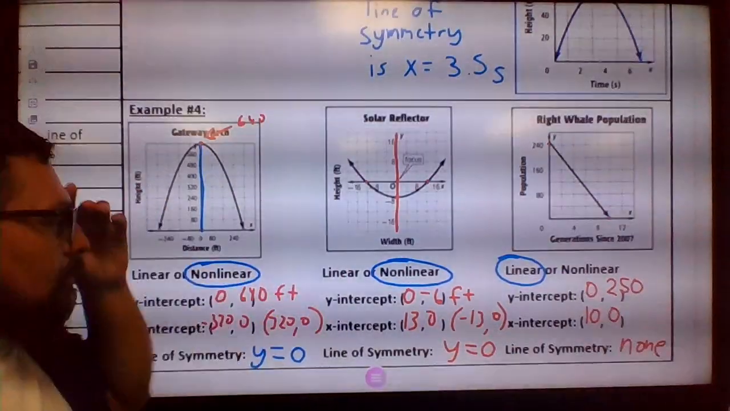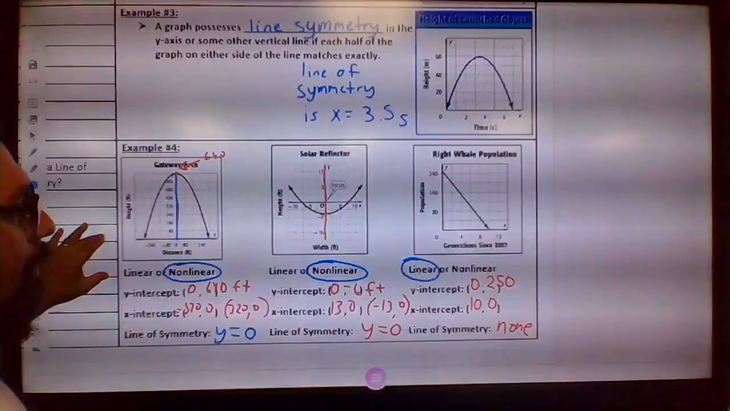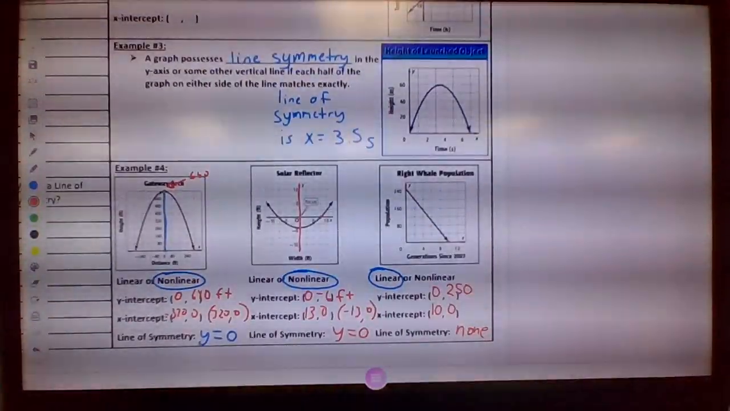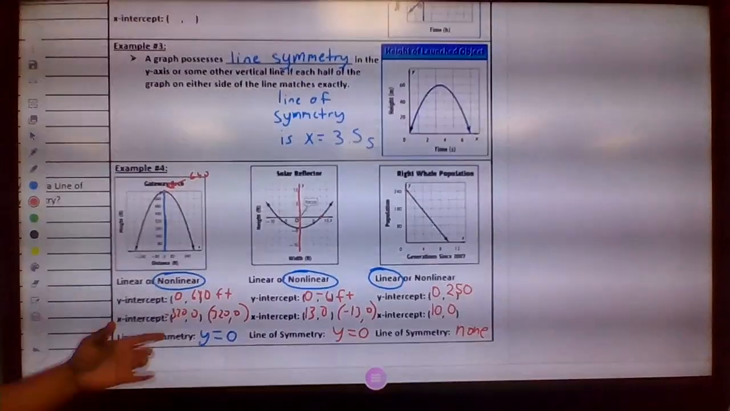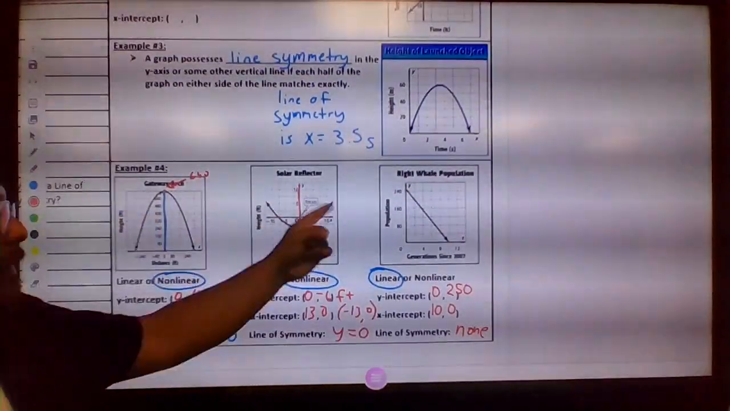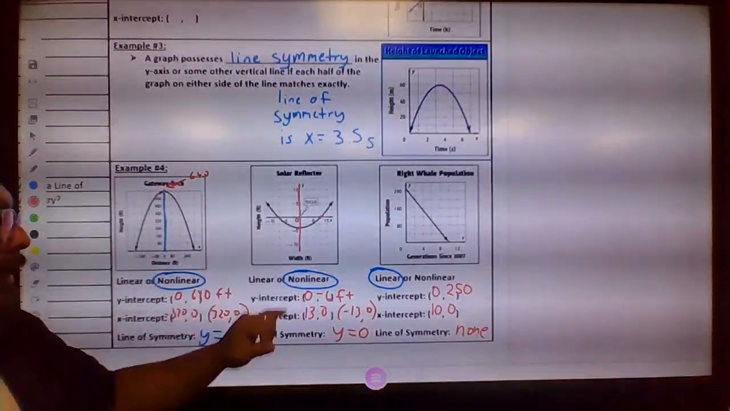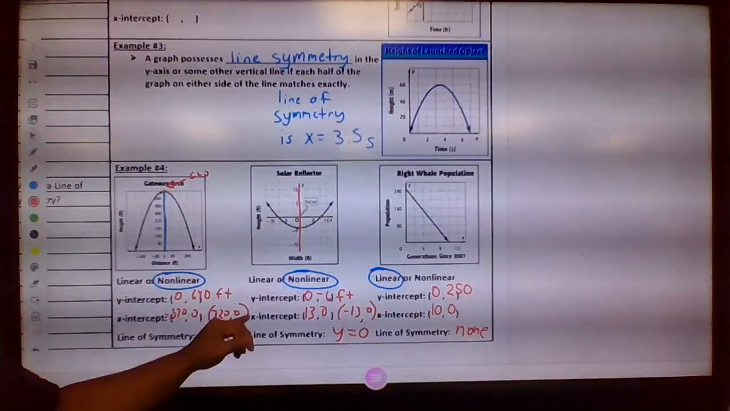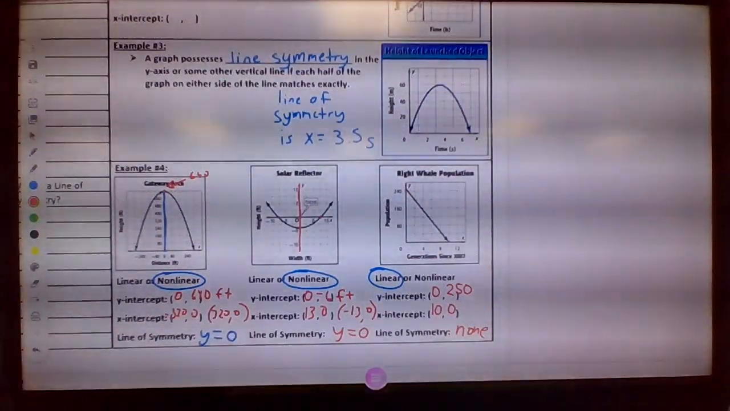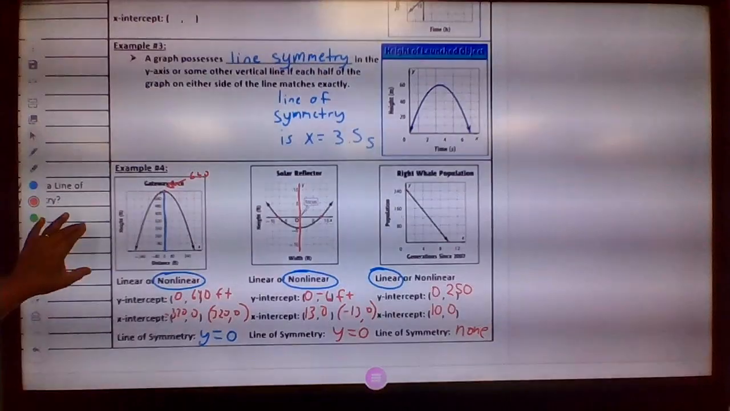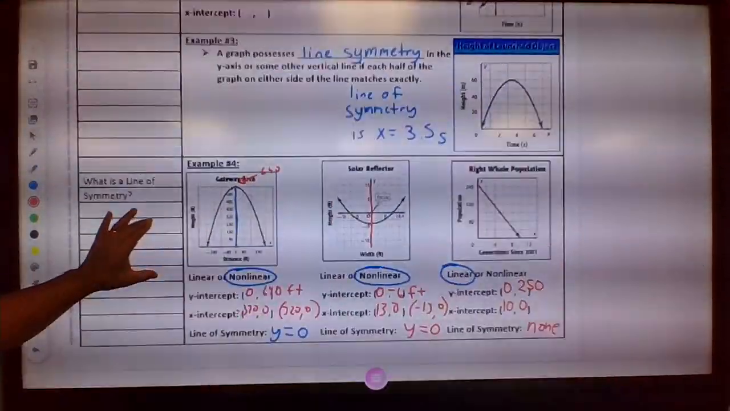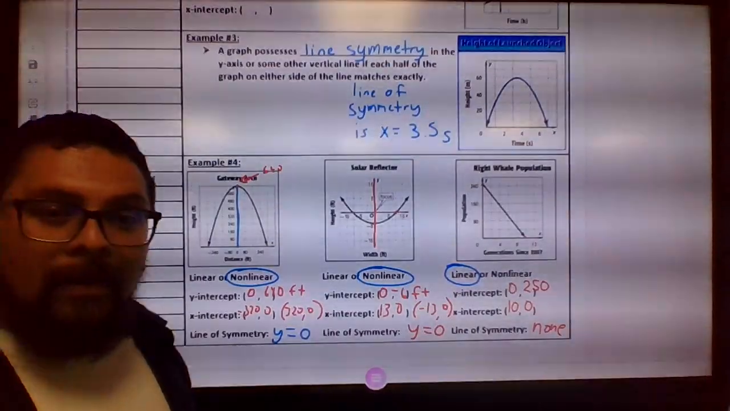All right, guys. So there it is. There's example 3 and example 4. So we dealt with line of symmetry today. And then we also saw these characteristics on these graphs. Is it linear, nonlinear? Give me the x and the y intercepts. And also the line of symmetry. So you're going to get a quiz on this shortly, and we'll go from there. All right, guys.